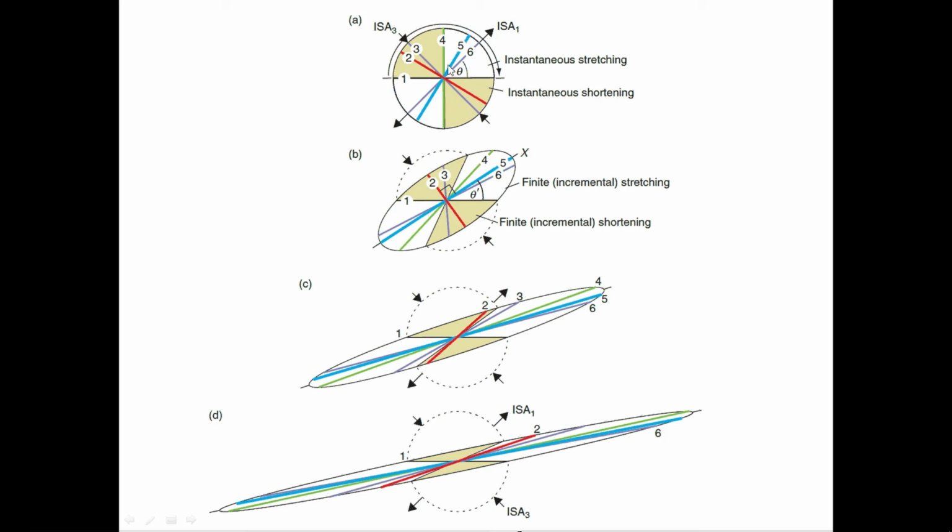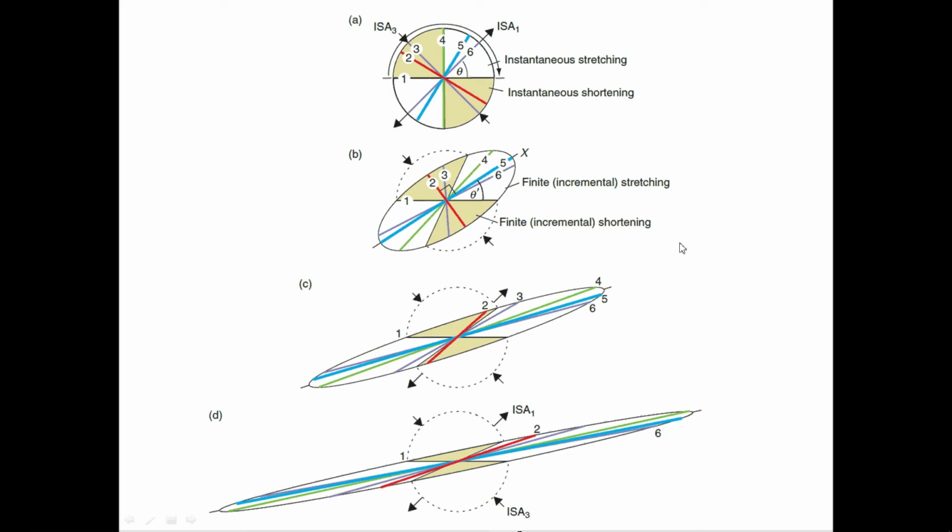Okay, so initially this line 4 is at this position, perpendicular to line 1. But as strain accumulates because of the increasing stress in the body, this line 4 tries to orient itself parallel to line 1. So this is a highly deformed ellipse here, and you can see the axis 4, the green color, is being rotated. So this is an example of non-coaxial deformation.